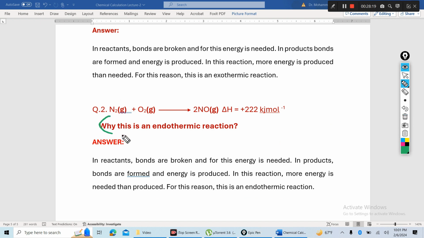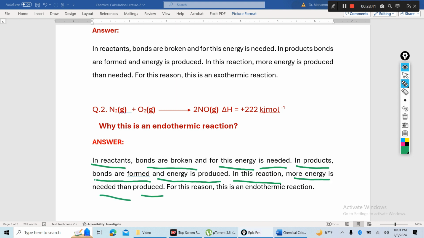So why is this reaction an endothermic reaction? You know, in reactants, bonds are broken and for this energy is needed. And in products, bonds are formed, or bonds are made, and energy is produced. In this reaction, more energy is needed than produced, than released. For this reason, this is an endothermic reaction.